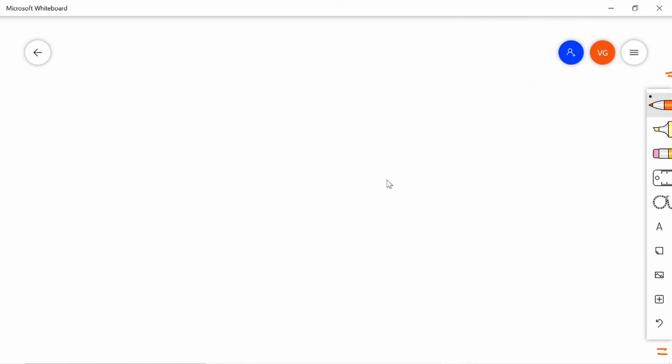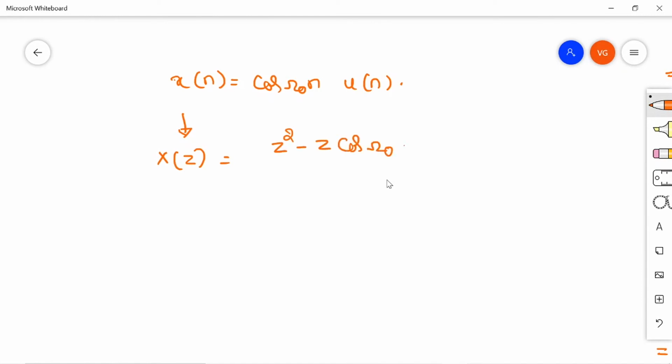Similarly, the Z transform for the cosine signal is also defined. See, x of n is equal to cos omega naught n, u of n, the cosine signal. Then the Z transform of such a cosine signal is defined as z square minus z cos omega naught divided by z square minus 2z cos omega naught plus 1. So this is also another important sequence.